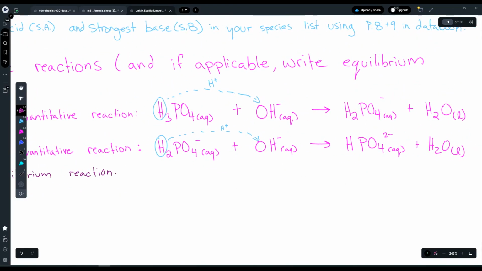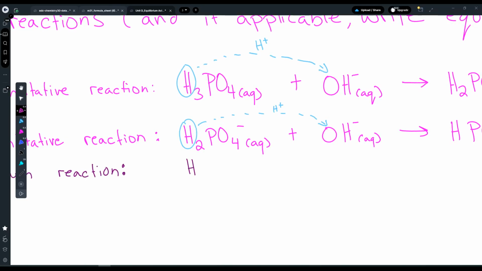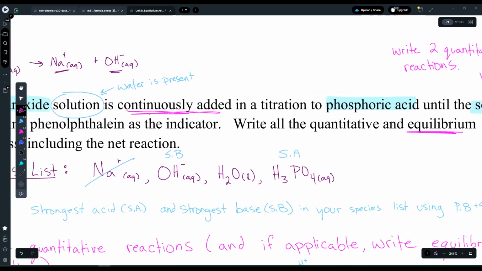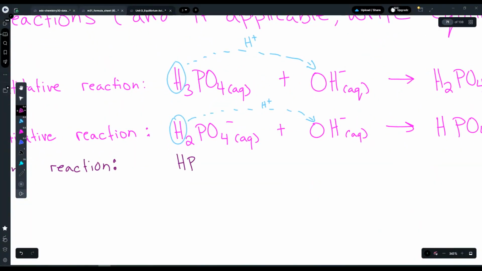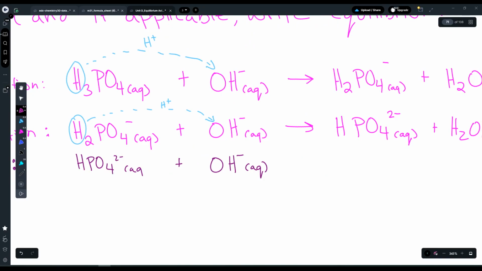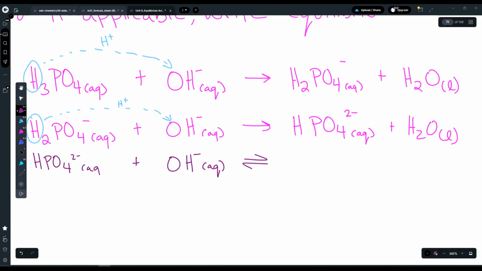So what we're doing is we're taking the conjugate base to our acid and we're writing an equilibrium reaction between it and hydroxide. The reason for that is, again, just because hydroxide's being continuously added, so there's a lot of it around. Because it's an equilibrium reaction, I'm using the equilibrium arrows.